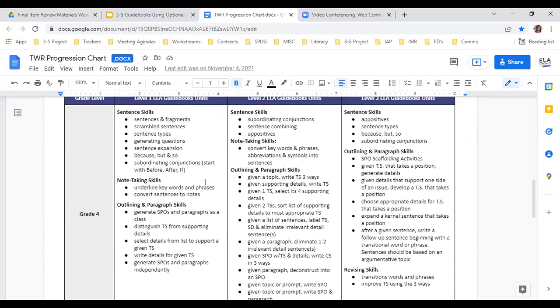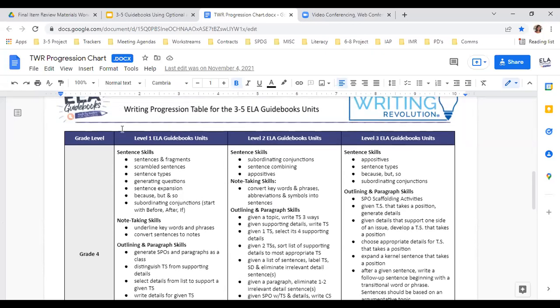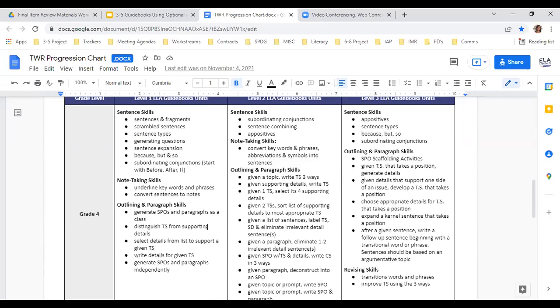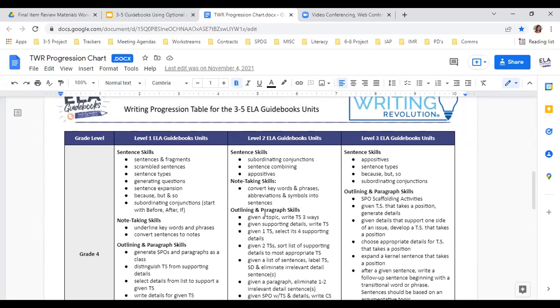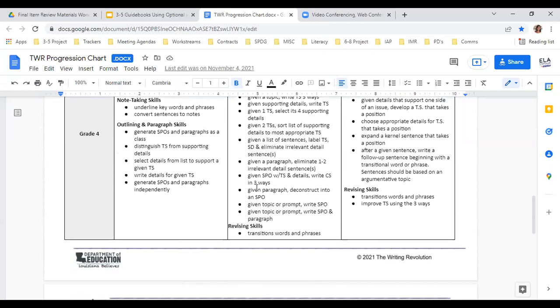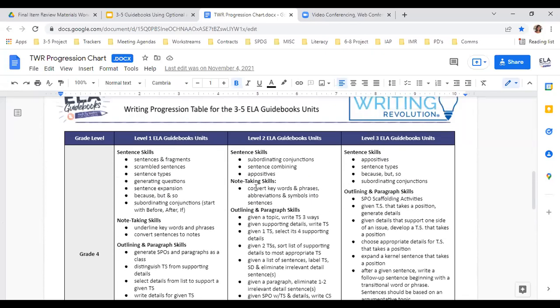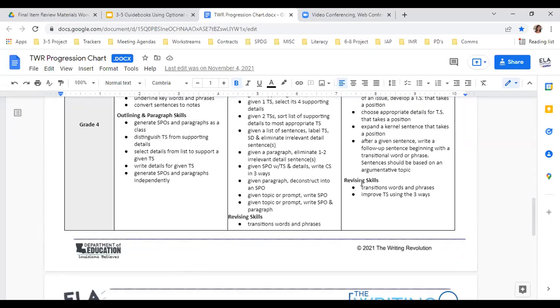Level 1 units begin with the sentence skills, note-taking skills, and outlining and paragraph skills. Level 2 units continue to build on the Level 1 strategies and introduce revising skills. By the time students get to the Level 3 units, they are incorporating all of the writing strategies that are appropriately aligned to their grade level.